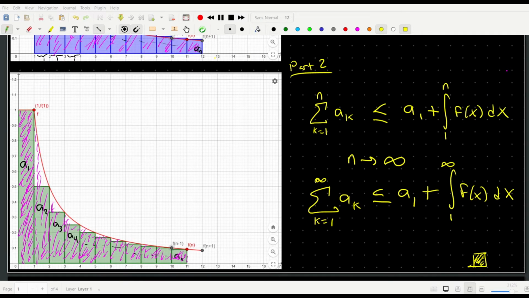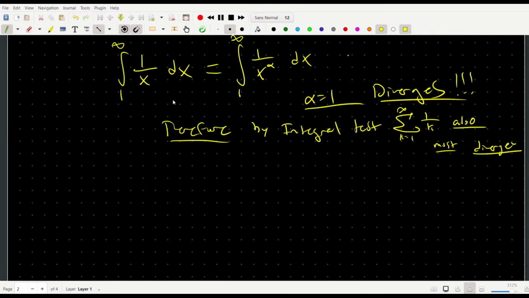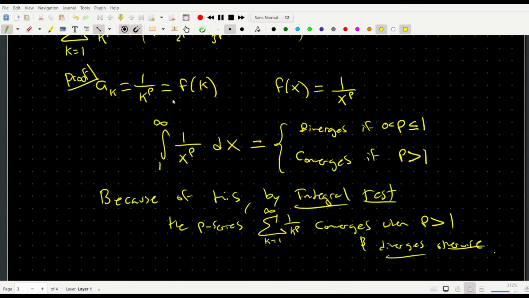So moving on to the final part of the lecture, what I want to do is write down a very, very important result from this integral test. This has to do with approximating the exact value of a convergent series.